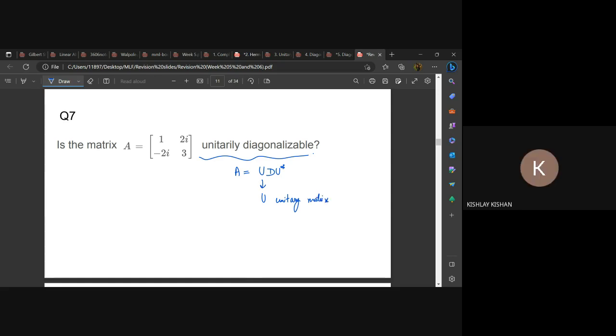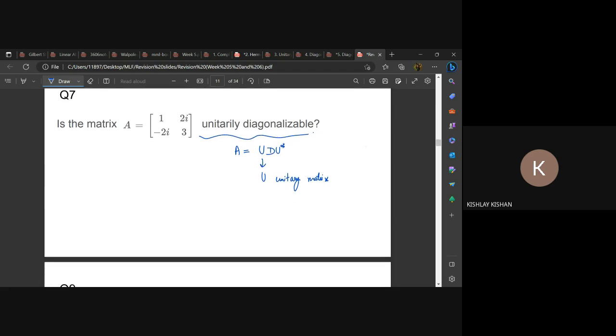If the length of the column vector is 1, then it is unitary, no? You can check. The columns of a unitary matrix will be orthonormal. Ma'am, the norm of the columns of a unitary matrix should be 1.